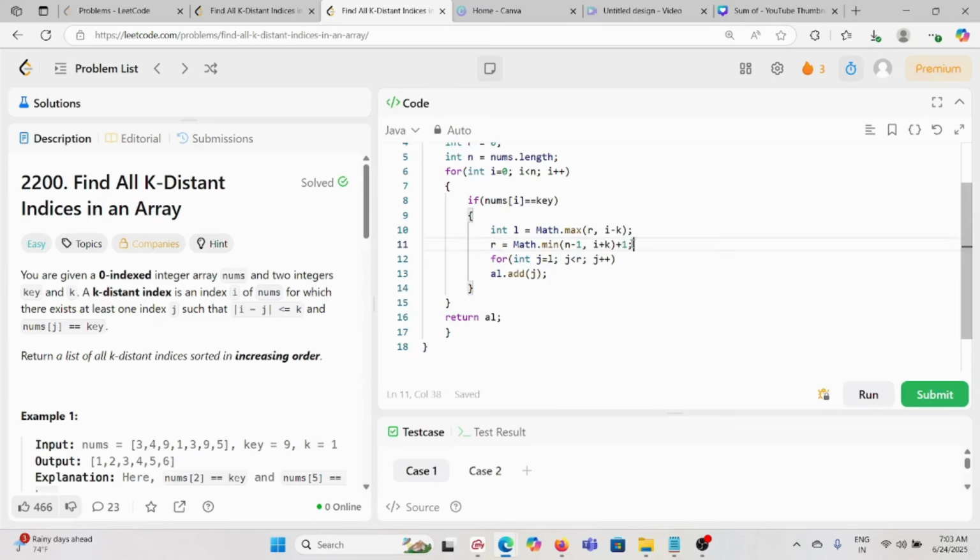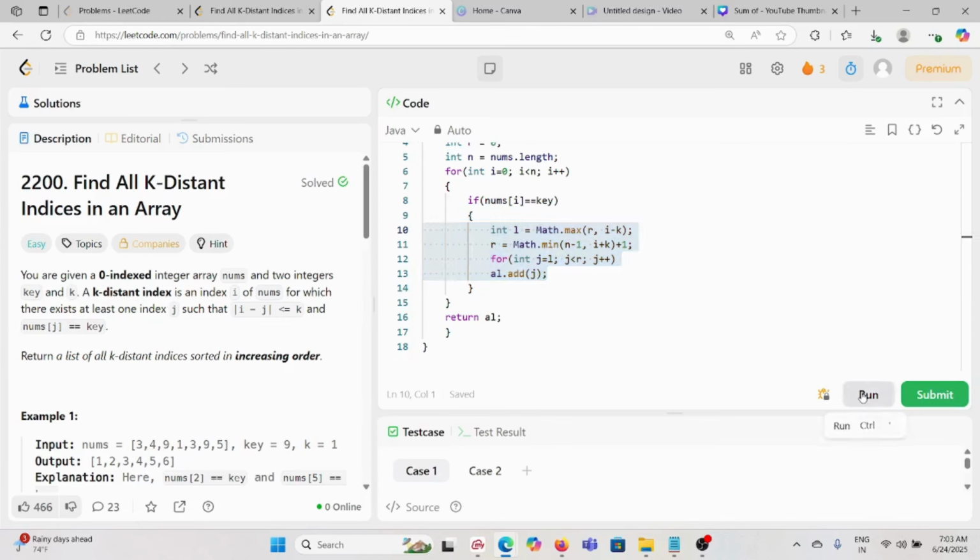Once we get this range, we do a loop for j equal to L and j less than R. I have not made it j less than or equal to R; I have made it j less than R because R has plus 1 added. Then j plus plus. So we are adding all those indexes into our array list. This for loop keeps on going, because if another key occurs next time, we would do the same thing, and we would add only the non-overlapping indexes within range into the array list.